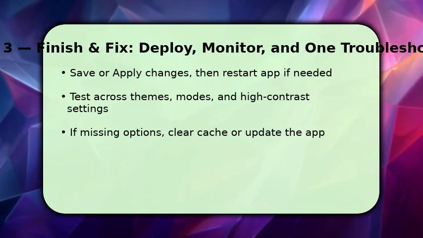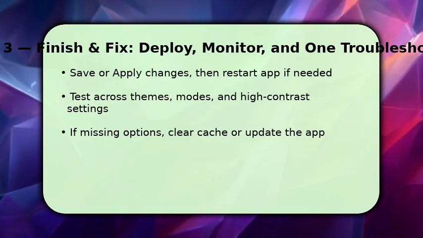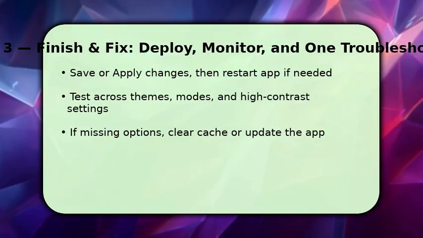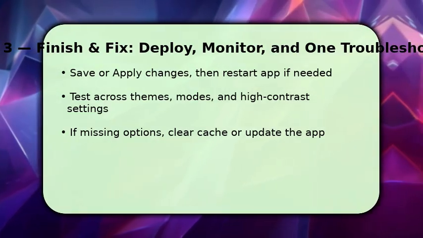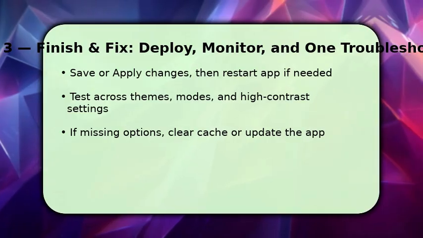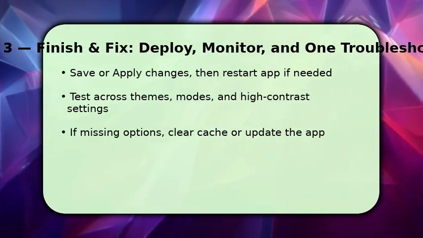You finish by hitting save or apply, then test the change across screens, light and dark modes, and high contrast settings to ensure consistency. Once done, make sure to restart the app or device if colors don't take effect immediately. That often resolves cached UI states.